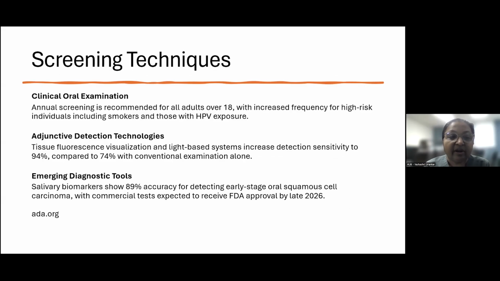Among screening techniques, the clinical oral exam is by far the largest. Annual screening is recommended for all adults over 18, with increased frequency for high-risk individuals, including smokers and those with HPV exposure. There are some adjunctive detection technologies like tissue fluorescence visualization and light-based systems, increasing detection sensitivity to 94% compared to 74% with conventional exam alone. And the emerging diagnostic tools are salivary biomarkers that show about 89% accuracy for detecting early-stage oral squamous cell carcinoma, with commercial tests expected to receive FDA approval later this year.